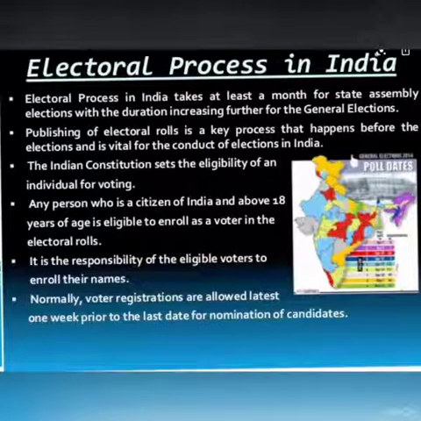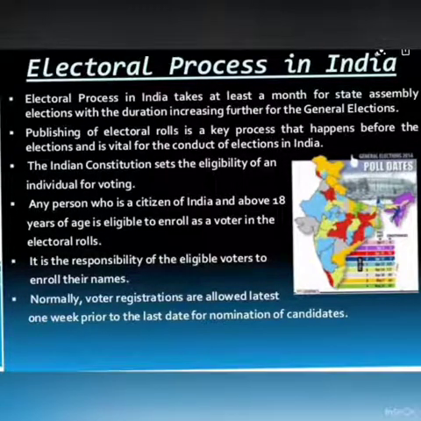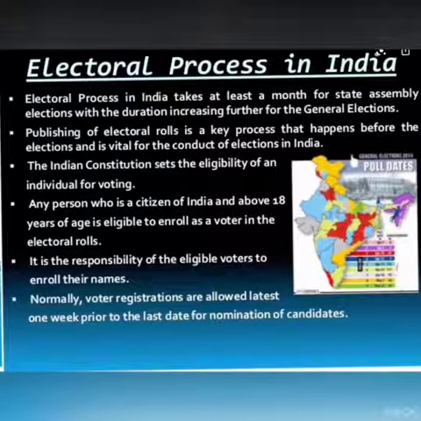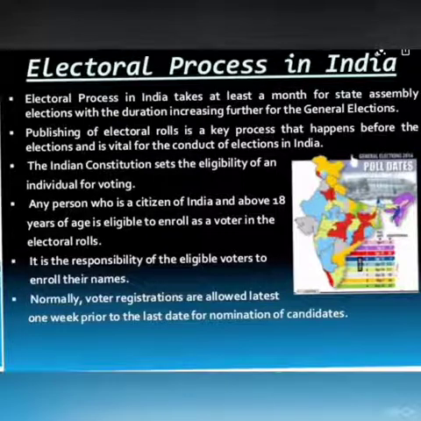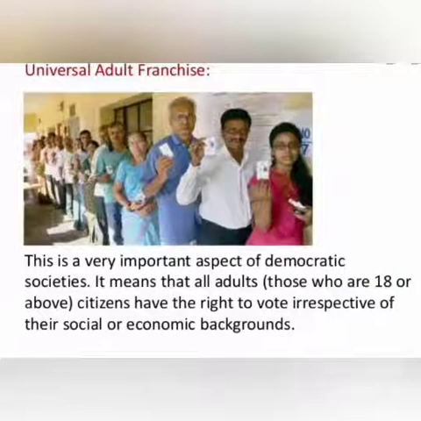Electoral process in India. The electoral process in India takes at least a month for state assembly elections, with the duration increasing further for the general elections. The Indian Constitution sets the eligibility of an individual for voting. Any person who is a citizen of India and above 18 years of age is eligible to cast their vote.